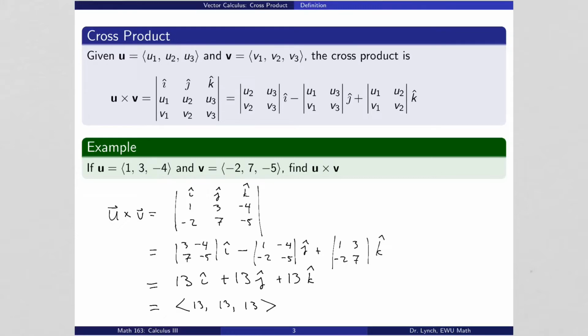Okay, so there's a cross product, again, just a 3x3 determinant, which is three 2x2 determinants.